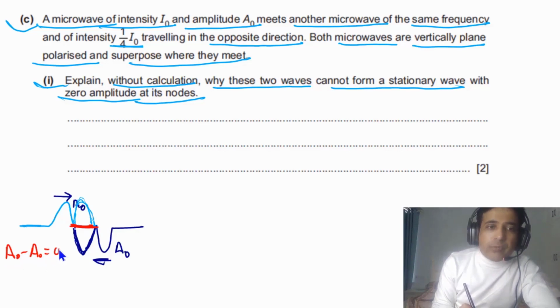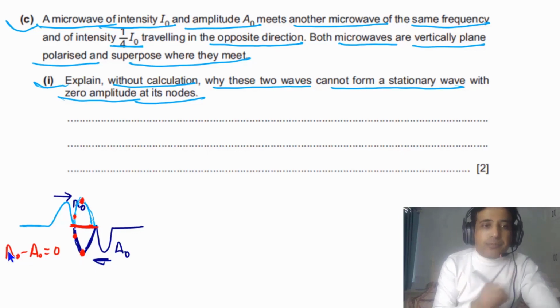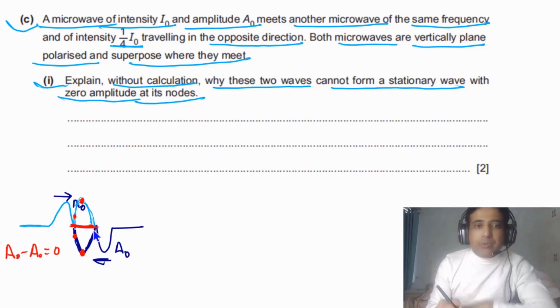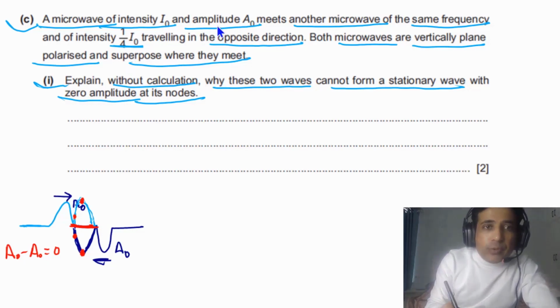At any point, if I take the displacement of this wave and the displacement of the other, one you can see is negative, one is positive. If I take the maximum displacement, the amplitudes are also equal but in opposite direction. So the resultant amplitude will be 0. This is possible when two waves have the same amplitude. But in this case, the amplitude of the waves is different because the intensity is different.